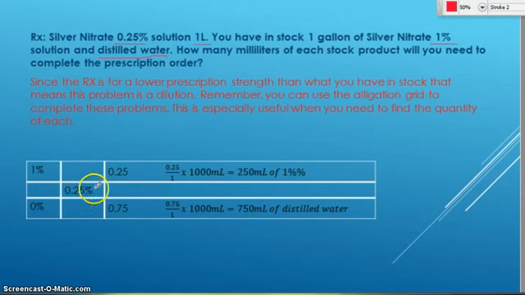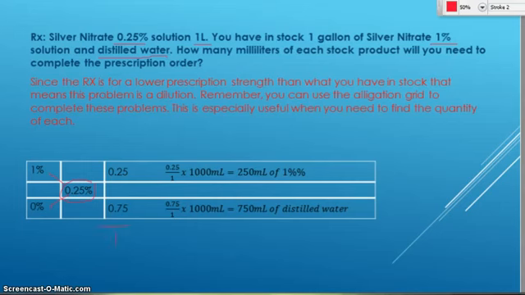The strength we need goes in the center, so we're wanting to make the 0.25, so that's what went in the middle. And we are using 1% and a 0%. Our next step is to do our subtraction. So 1 minus 0.25 is 0.75. 0 from 0.25 is 0.25. Remember, we need to know the total number of parts, so we're going to add these two items together. So 0.25 plus 0.75 is going to be just 1 whole.